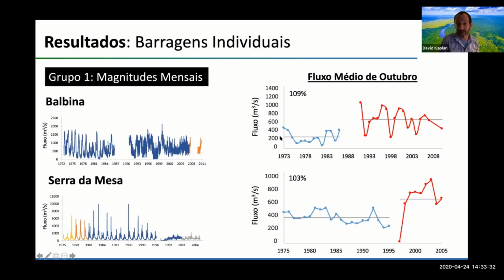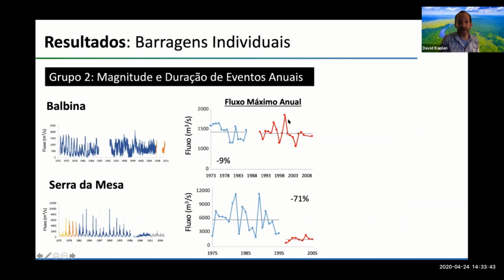Well, in the dry season, the magnitude has about doubled, which is really important for aquatic organisms and, for example, germination of floodplain species. Jumping to group 2, here's the annual maximum flow. You can squint at this graph of Balbina and see that the peaks in each of these years before and after the dam are not so different. And that comes out in our analysis of the annual maximum flows, fairly unchanged at Balbina.